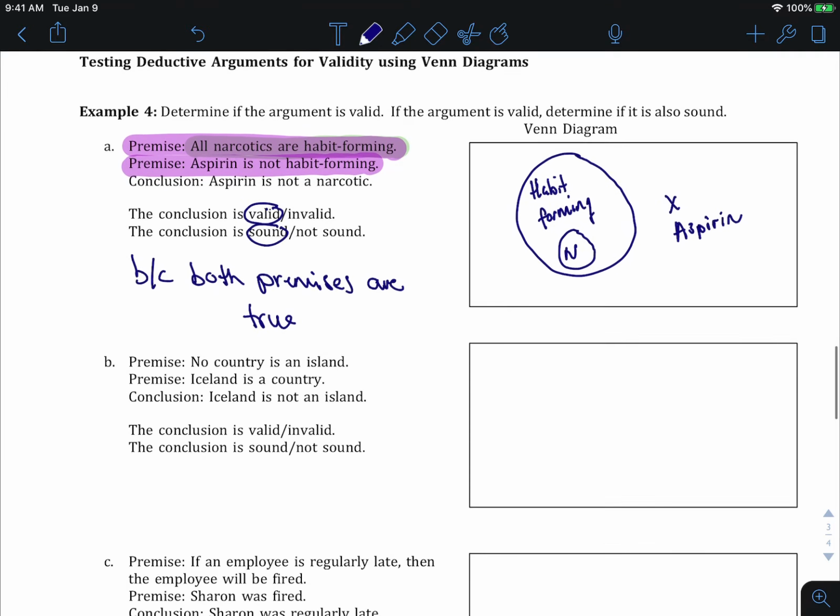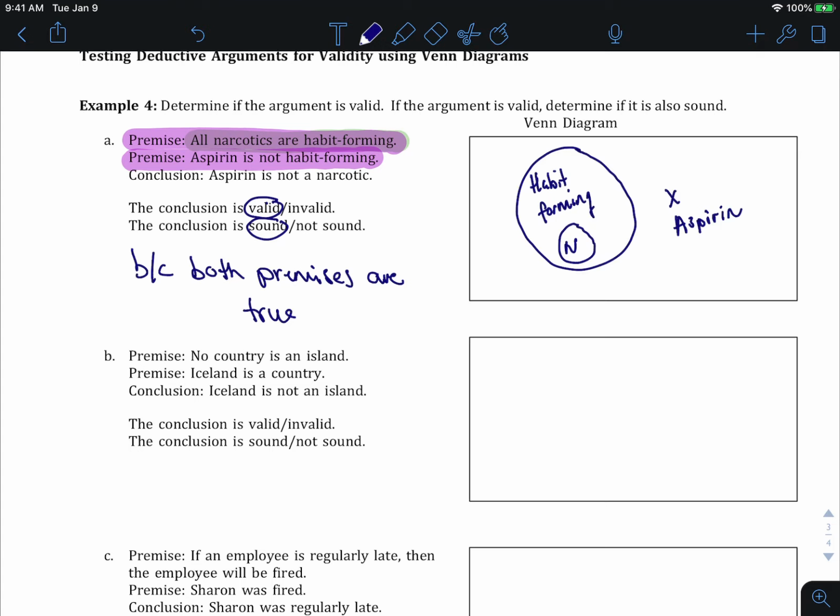Now for B, no country is an island. So to bring it back to other sections that we've learned about, no means disjoint. So I have one circle here for country or countries, and another circle here for islands. And then it says Iceland is a country. So I'm going to put Iceland inside of my country circle. And now I'm just going to go to my conclusion. Iceland is not an island.